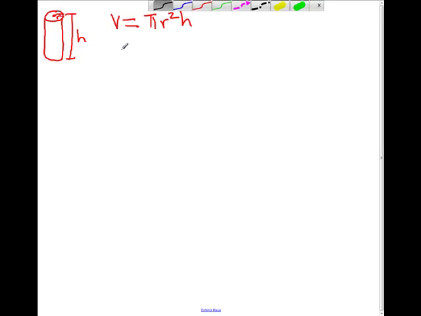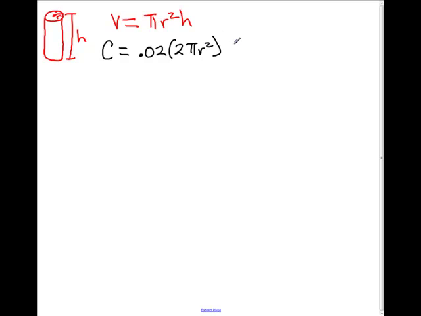But it also gives us information about cost. So that's what we have to work with now and set up a cost equation. It says it's 2 cents per square inch for the top and the bottom. So we do 0.02 for the top and the bottom. Well, the top and the bottom are just simply two circles, so we do the area of two circles, plus it's 1 cent for the side materials. So we do 0.01 times the area of the side, which is 2 pi r h.